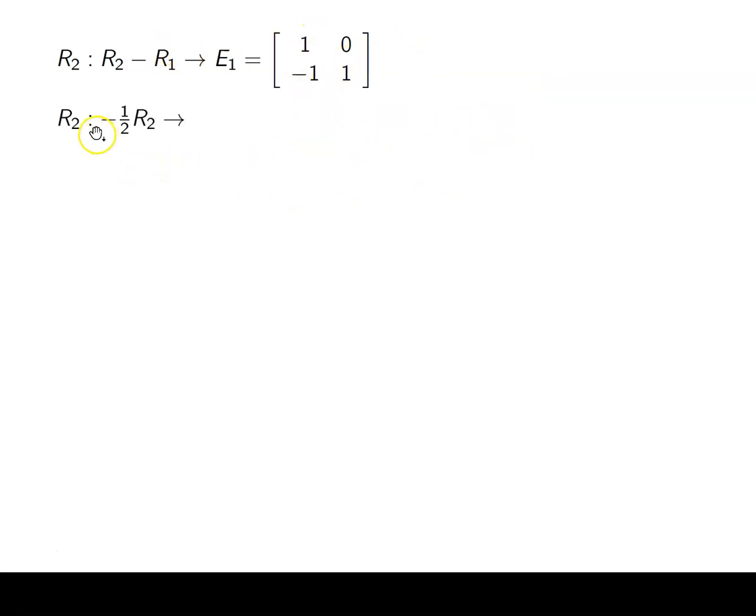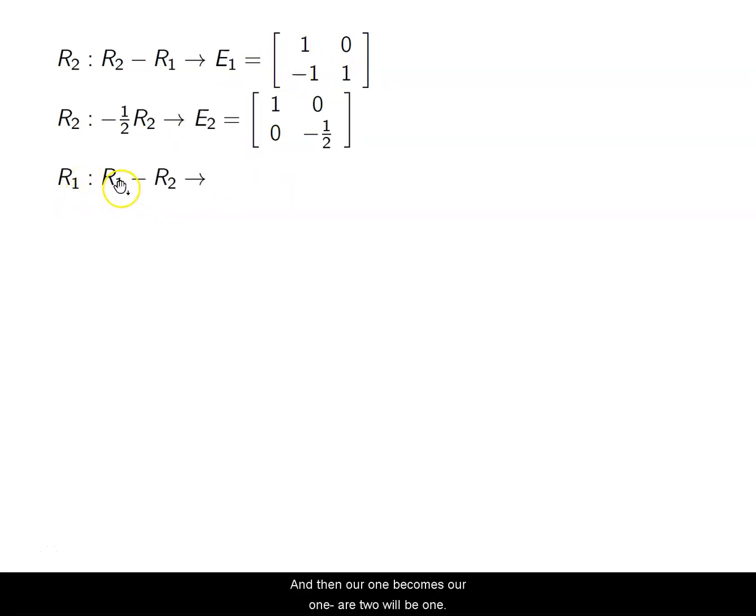Negative 1 half R2, so then that means I have 1, 0, 0, negative 1 half. And then R1 becomes R1 minus R2 will be 1, minus 1, 0, 1. It's actually very easy to create these elementary matrices. So again, remember, I'm applying these to the identity matrix.